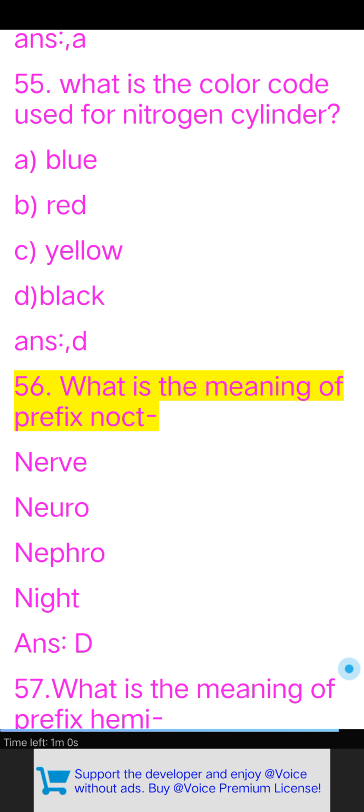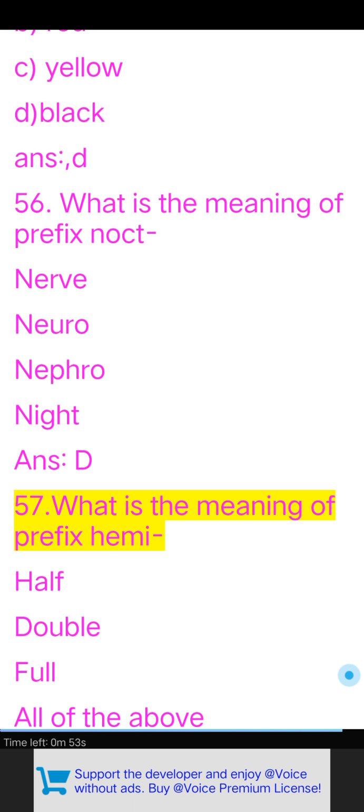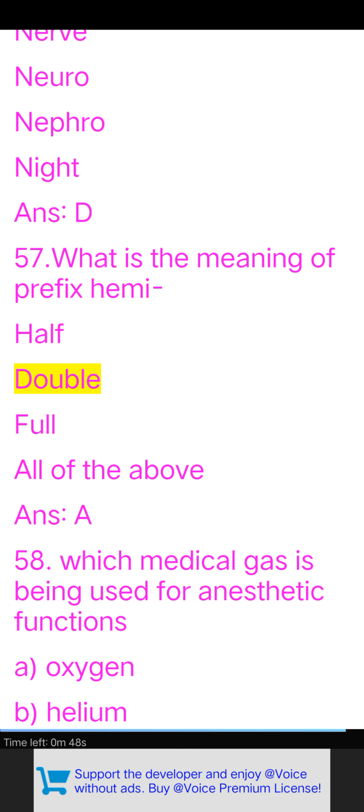Answer: D. 56. What is the meaning of prefix noct? Nerve. Neuro. Nephro. Night. Answer: D. 57. What is the meaning of prefix hemi? Half. Double. Full. All of the above. Answer: A.